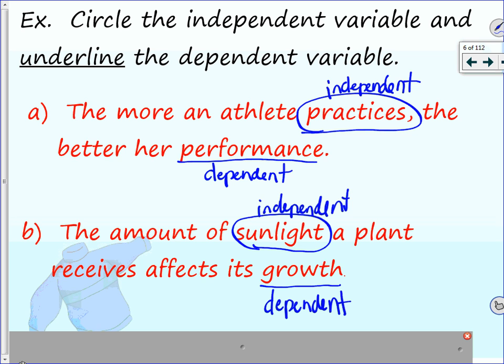So if sunlight depended on growth, that would mean, oh, hey, my plant is 3 inches high, it just got sunny outside. Do you see how weird that would be? But this means, hey, my plant got more sun today, therefore it grew more. So the growth depends on the sunlight. The more sun, the more it grows. Questions on that?